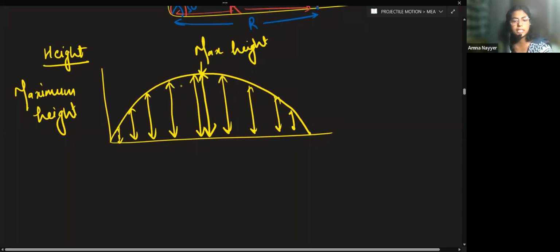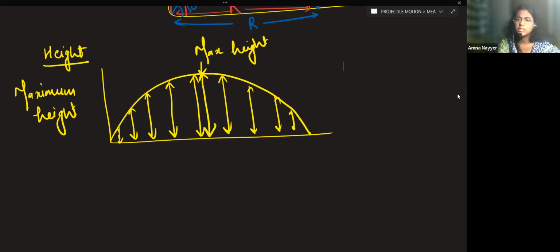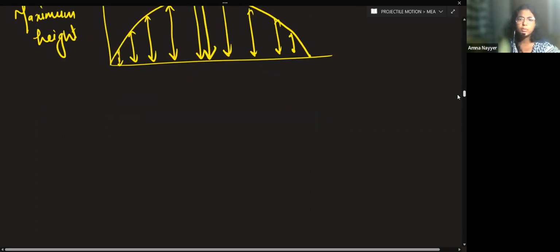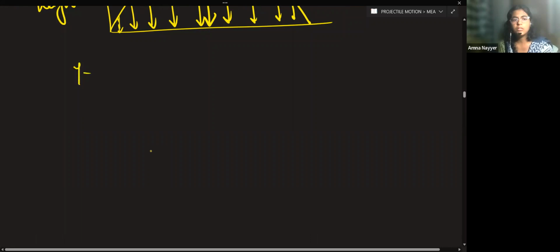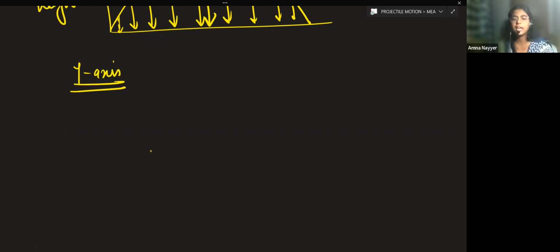So here, along the y-axis we'll solve, because along the x-axis you have nothing over here. Along the y-axis you have all the equations. So we are trying to find out. The way in range of motion you had only which component? X component. Now in height you will be having only the y-axis.